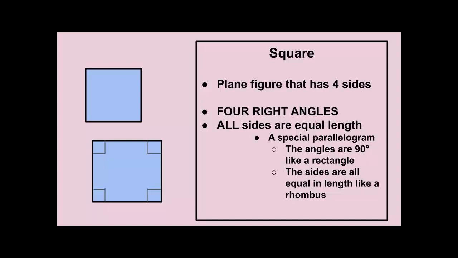So that makes squares a very specific shape. 4 sides of equal length, 4 right angles, 1 in each corner. If you satisfy all of those requirements, you have a square. A square is a very special parallelogram because it has 4 90-degree angles similar to a rectangle, but it also has 4 equal sides, which is similar to a rhombus. A square is probably the most unique quadrilateral that we've studied today.